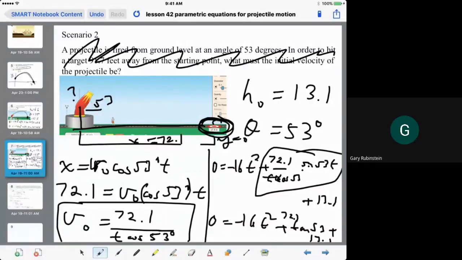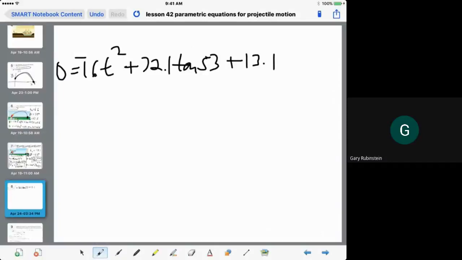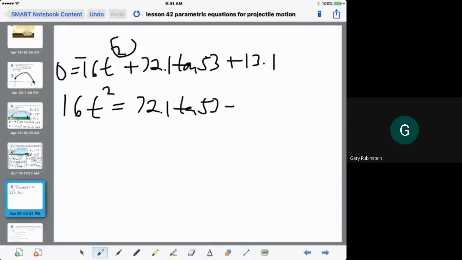I'll go to a new page for that. So my equation is 0 equals negative 16t squared plus 72.1 tan 53 plus 13.1. And what's nice about this is, technically it's a quadratic equation, but it's not one that needs the quadratic formula, because I get 16t squared equals 72.1 tan 53 plus 13.1. Divide both sides by 16 and take the square root of both sides.